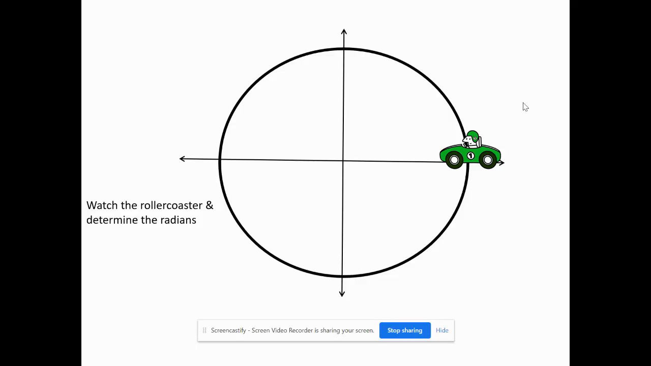Let's see if you can do it on your own. Watch the roller coaster and see how many radians he traveled. Here we go.